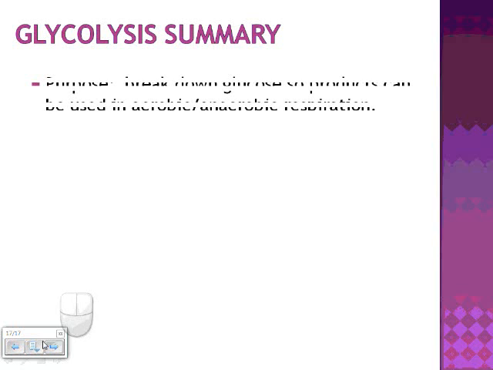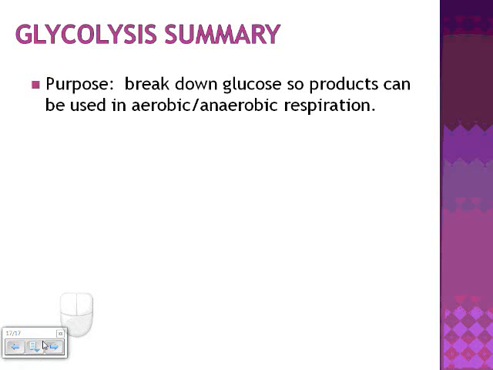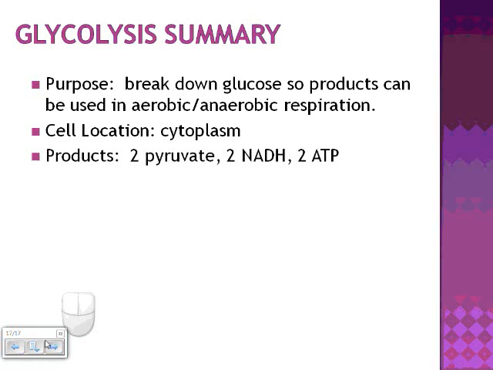So, when we summarize glycolysis, the whole goal is that we're going to break down glucose so that what we end up with can move on to the next step. Because let's face it, we didn't get a whole lot of energy here. So obviously, something is going to need to be done to continue the process. Happening in the cytoplasm, 2 pyruvates, 2 NADH, and 2 ATP. The 2 ATP might surprise you.